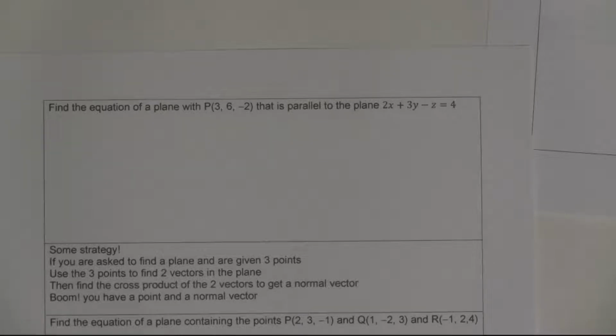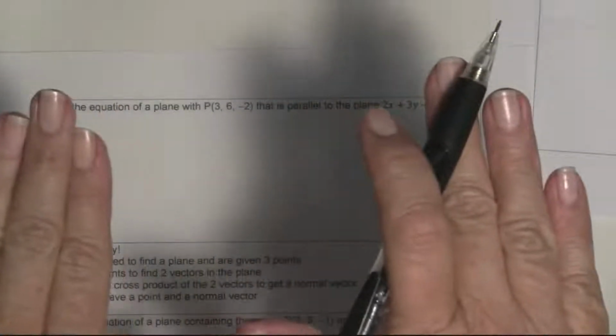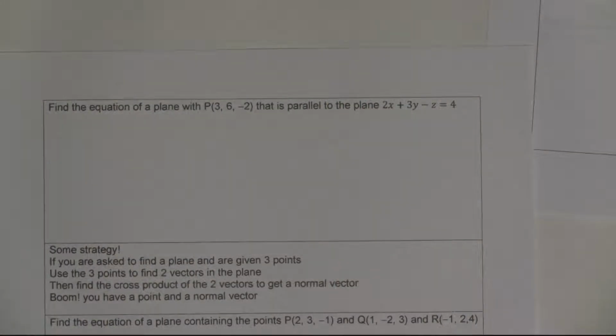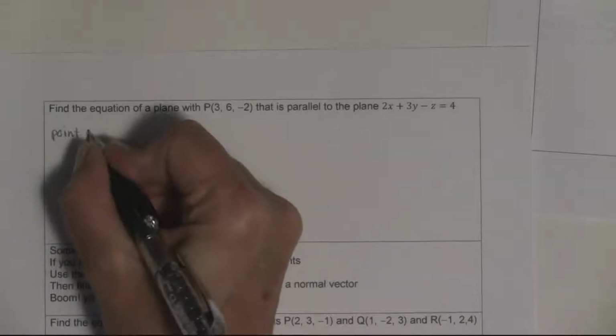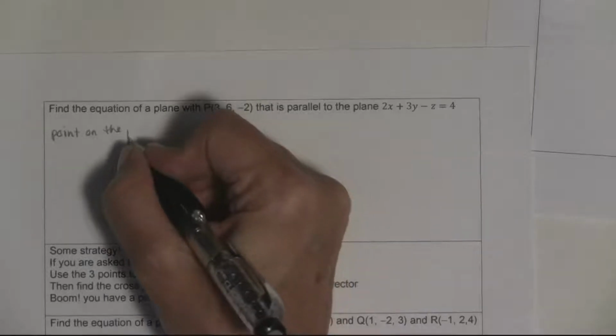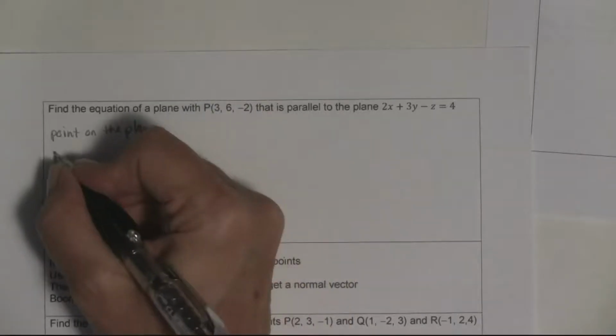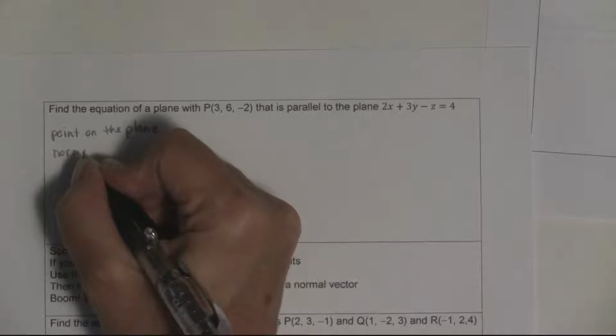Okay, find the equation of the plane with this point that is parallel to this plane right here. If it's parallel to this plane, the two planes are parallel. What do you need to find the equation of a plane? I guess, first of all, we'll start there. Yeah, you need a point on the plane, or in the plane, whatever you want to say. And you need a normal vector.